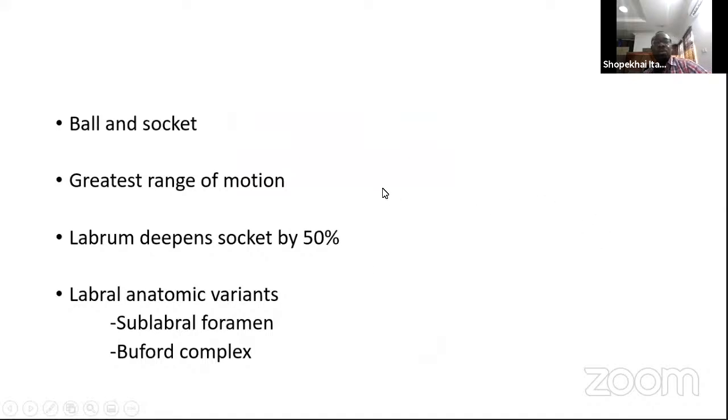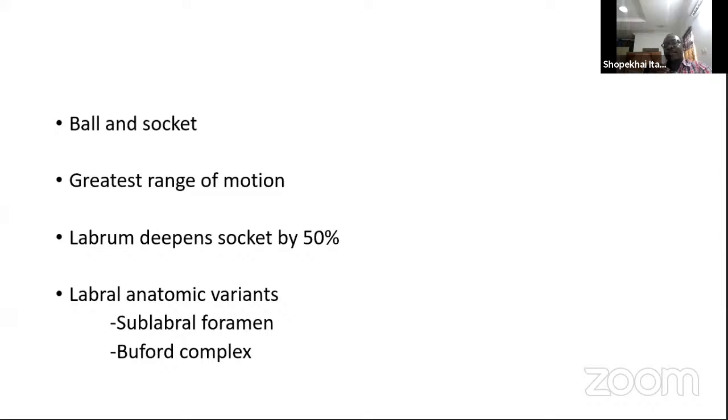The glenohumeral joint is a ball and socket joint, and has the greatest range of motion. So I'm discussing the various joints in the shoulder girdle now, taking them one by one. And like I said before, the labrum deepens the socket by 50% and helps to improve the stability of these very, very mobile joints.